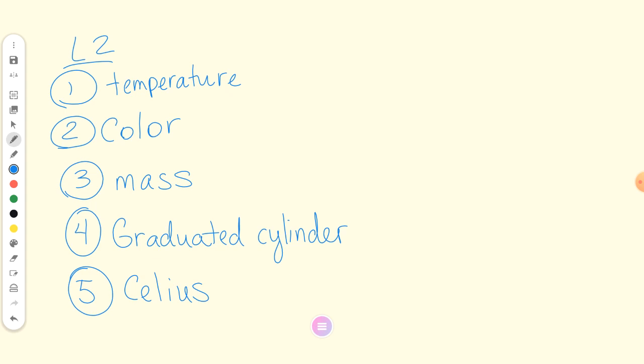Number 6, when measuring blank, a scientist is describing how much space an object takes up. Addie B. Volume. The definition of volume is how much space an object takes up.